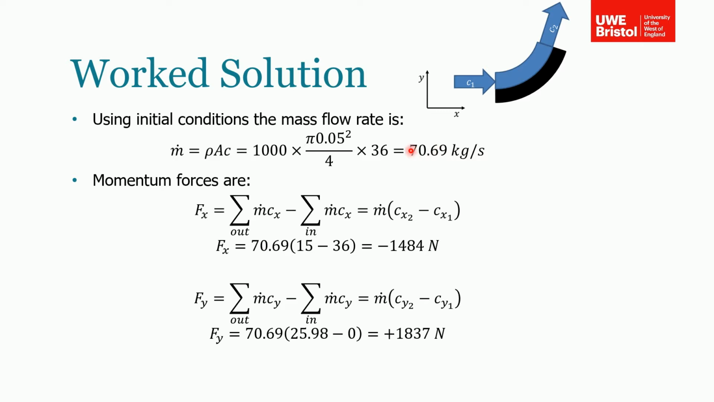So if we plug this mass flow rate along with each of the velocities that we worked out into these equations, for the x direction, we end up with the force acting on the fluid in the x direction being minus 1,484 newtons. So this is the equation, this is a simplified version, and then this is with the values plugged in. Then in the y direction, here it is, remembering that the y in is equal to 0, therefore the force acting on the fluid in the y direction is plus 1,837 newtons. So these are the forces that are acting on the fluid.